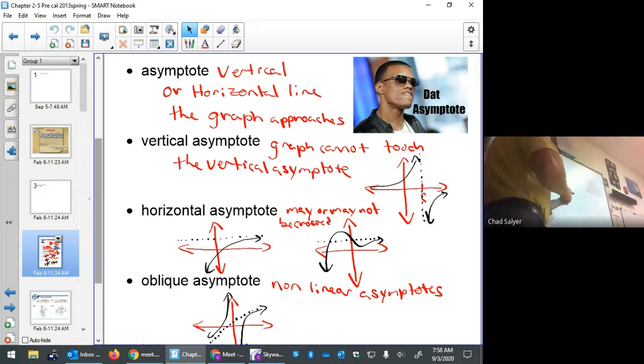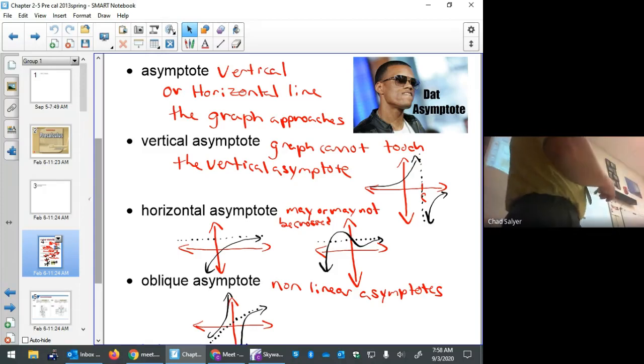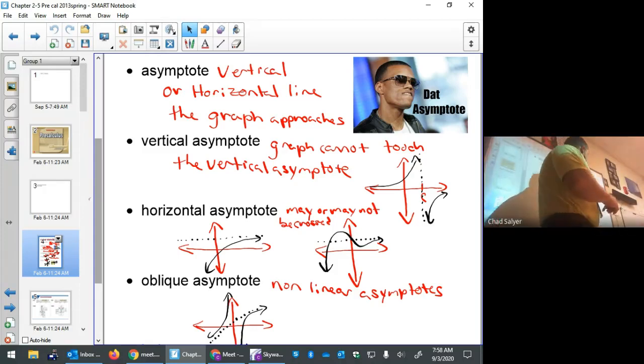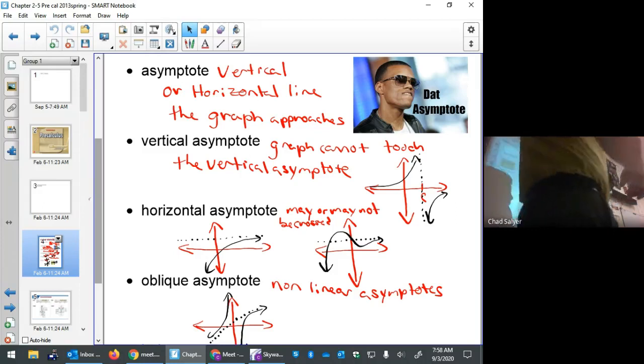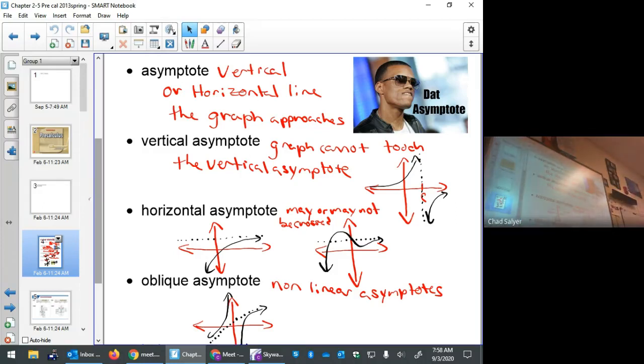Okay, so a horizontal asymptote may or may not be crossed, but the graph approaches it as a limit. And here you see a couple different scenarios. In this case, it's approaching it after crossing it. In this case, it approaches it but never crosses it. So horizontal asymptotes can be crossed. Vertical asymptotes cannot, is the moral of that story.